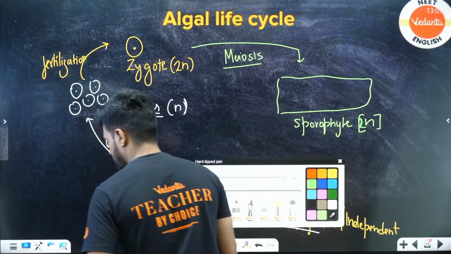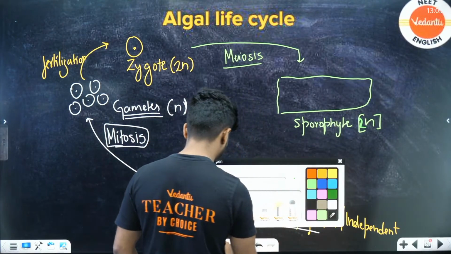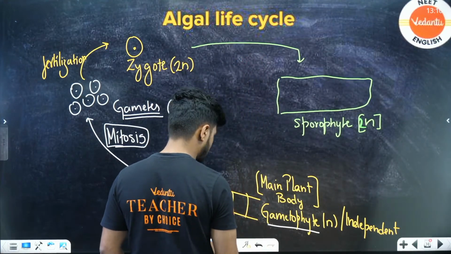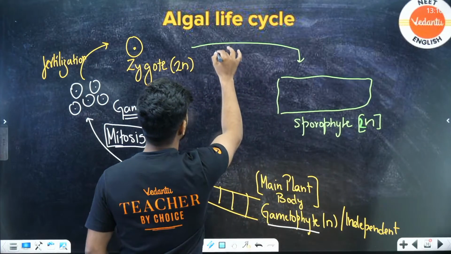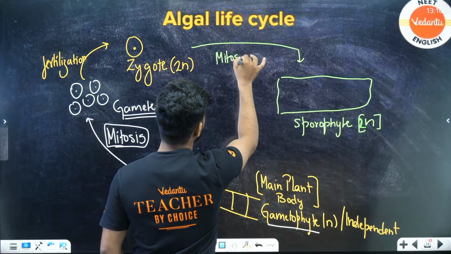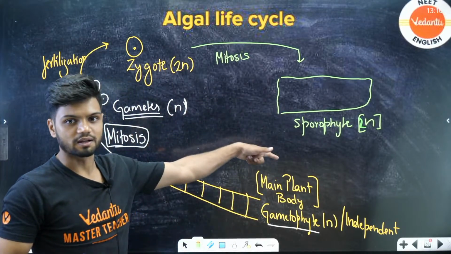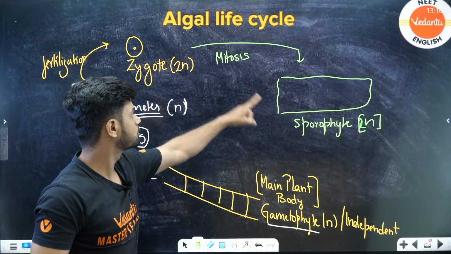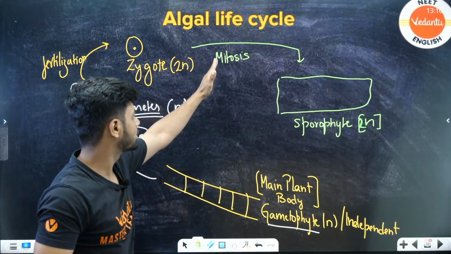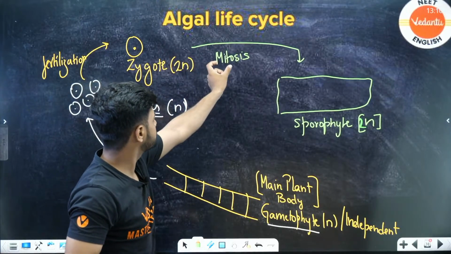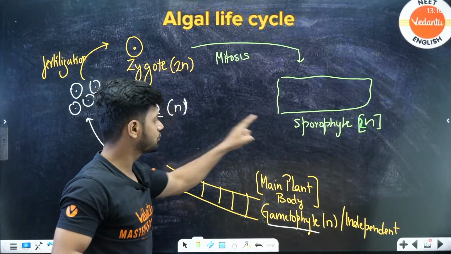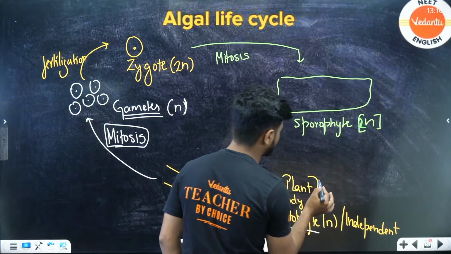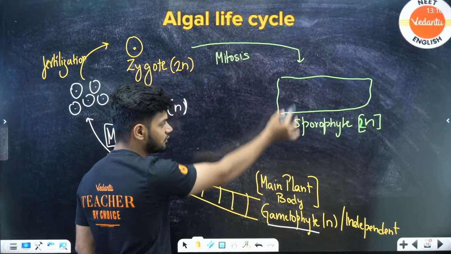One second. I think I made a small mistake. If it has to go, it has to go through mitosis. Then only the sporophyte will be formed, right? Otherwise, the ploidy will change. That's why if you mug up, you might make mistakes. Remember I told you, sporophyte is always diploid in nature. So it cannot undergo meiosis, it has to undergo mitosis only, because if it undergoes meiosis, the ploidy will change. Very easy to catch the mistake, because otherwise the cycle will not complete.